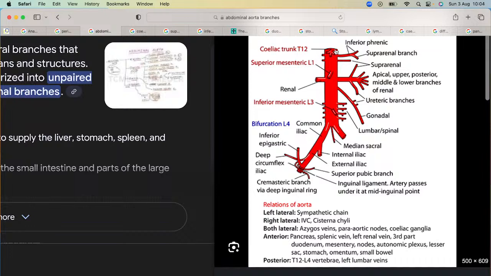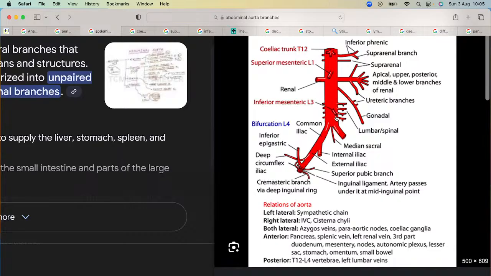Now at T12 we have one of the main branches that is very popular in SEQs as well as OSCEs, and that's the celiac trunk. We will talk a little bit more in detail about the celiac trunk. Going down to the L1 level, we have the superior mesenteric artery. At L2 we have the renal arteries.